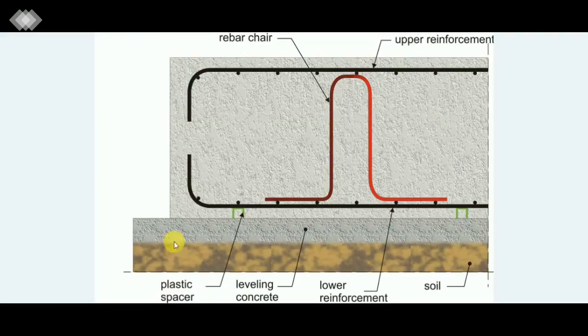You can see this is a diagram. This is the top, this is the bottom reinforcement, this is the upper reinforcement, this is the lower reinforcement. These are the covers. This is a plastic spacer we have provided. You can see the cover, and this is the soil. This is the leveling concrete, or you can say the PCC. So to hold the top and bottom reinforcement correctly, we provide this steel chair.